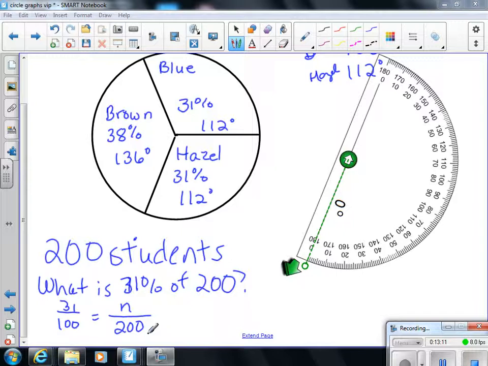Okay, so you calculate this and you get 62. So we would think that in the entire school we would find 62 students with blue eyes. Now this is how you solve a circle graph problem, if they give you some data. Now if I change the number of students, what would change in my proportion? The percent stayed the same because that was my data. But what's going to change? The whole. In other words, if I had 500 students in the school, then I would change the 200 to 500. Are there any questions on circle graphs? We have learned how to create and analyze circle graphs today.